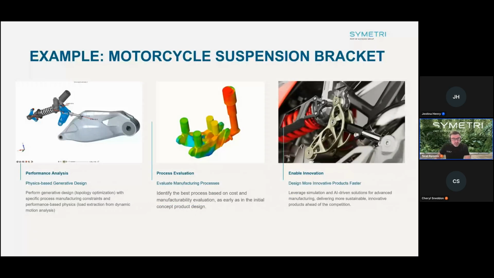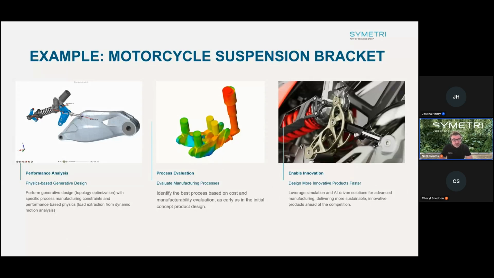Here's an example of how simulation-driven design can be applied to a real-world engineering challenge. In this example, this is a design of a suspension bracket that is both lightweight and strong enough to withstand the dynamic load experienced during motorcycle riding. Optimizing the design for the manufacturing process is also cost-effective.